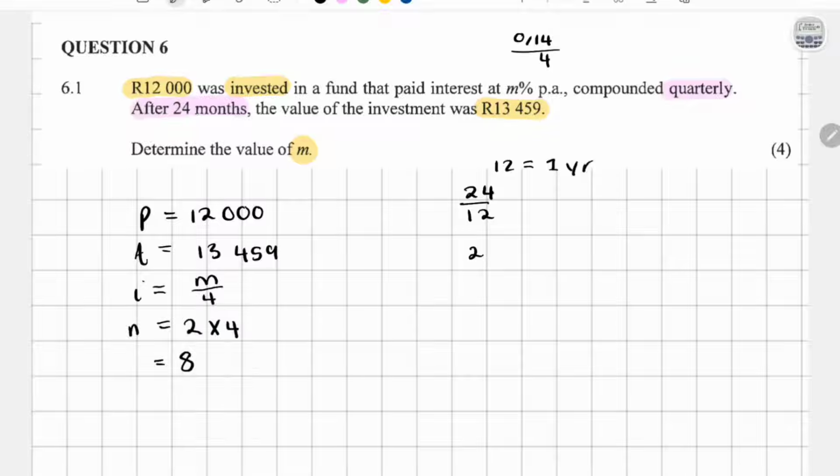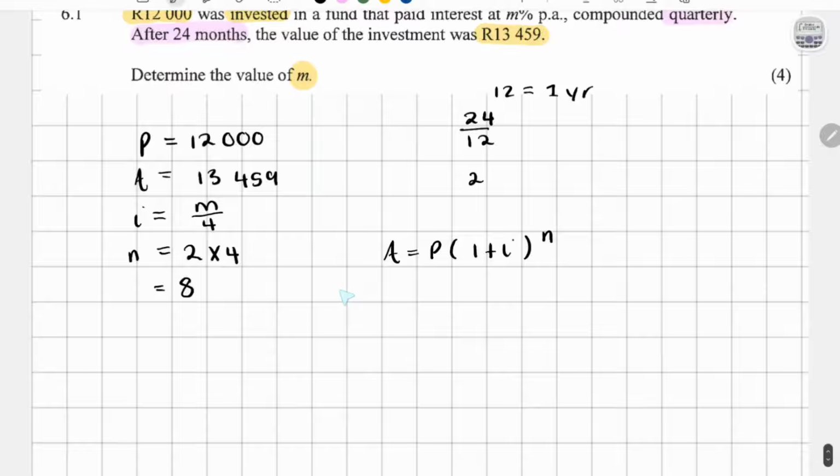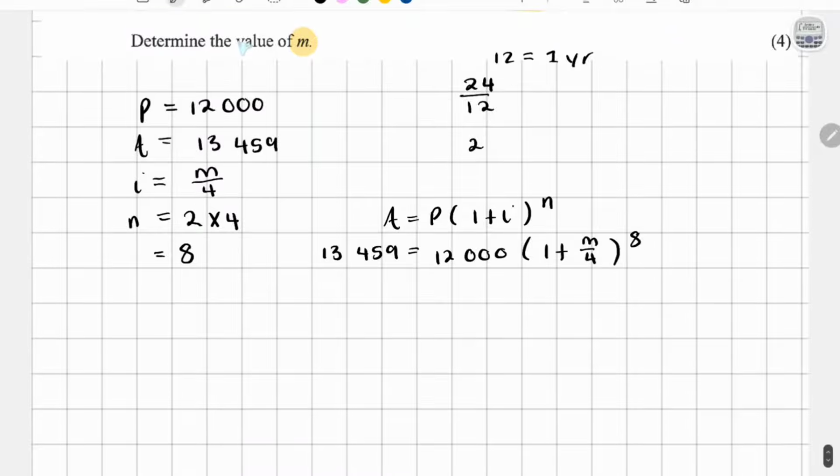And now everything is set. We can just use the formula. It is the compound growth formula. So that is A is equal to P multiplied by 1 plus I raised to the power of N. And so A is 13,459, which is equal to 12,000 times 1 plus M over 4 raised to the power of 8. And we just have to try and solve for M.